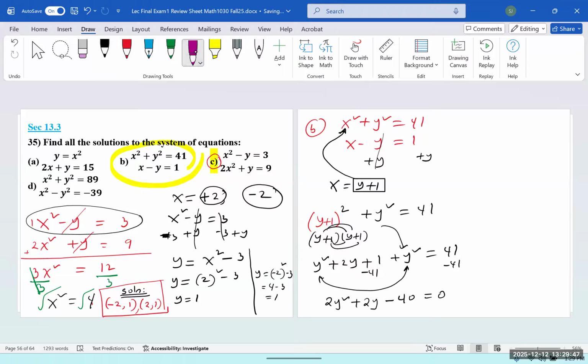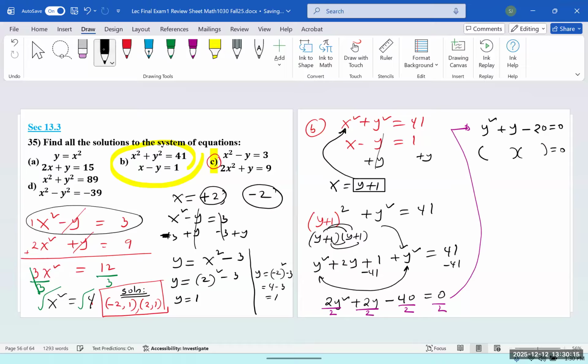You must divide by 2 to make your life easier. Because this is a quadratic, our highest degree is 2. So our goal is to see if it's factorable or not. Usually it is factorable. So once you divide by 2, we get y squared plus y, and what is half of 40? Minus 20.